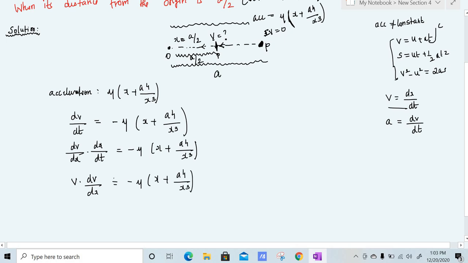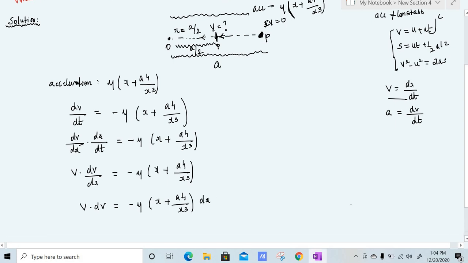We need to find velocity, right? Now when we integrate, we will find v², and when x is equal to a/2, we can find velocity very easily. So we will have v dv = −μ(x + a⁴/x³) dx. So I write it here: v dv = −μ(x + a⁴ x⁻³) dx.